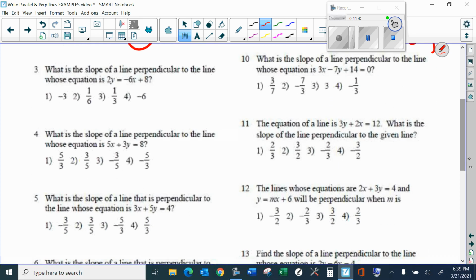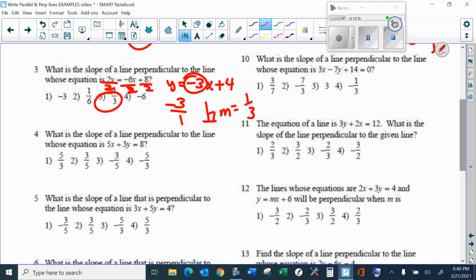Okay, what's the slope of the line perpendicular again? Got to make sure I solve for y, so I'm dividing by 2 on each term. So y equals negative 3x plus 4. There's my slope. What's negative 3 over 1? So what's the perpendicular slope? The negative reciprocal, 1/3, which is right there.